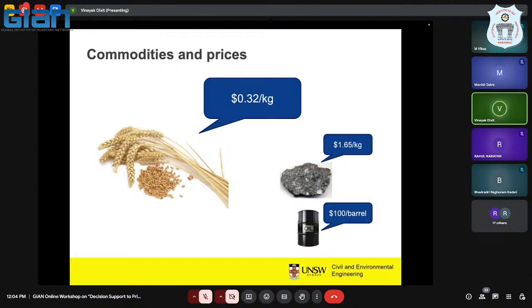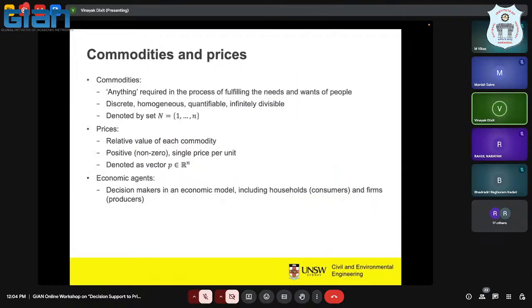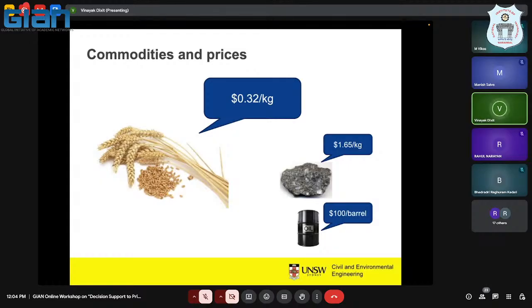So commodities and prices. You have different commodities, you have different prices. Oil is $100 a barrel. The unit of oil is usually barrels. For coal, it is in kgs or tons, so $1.65 a kg. For wheat, it is in kgs, so it's 32 cents a kg. Commodities and prices are a big part of the economy, and they're flowing between industries, and between industry and households, and not so much from households to industry, but between industries and from industry to household. That's the flow.